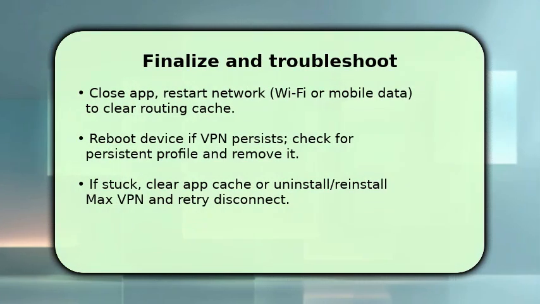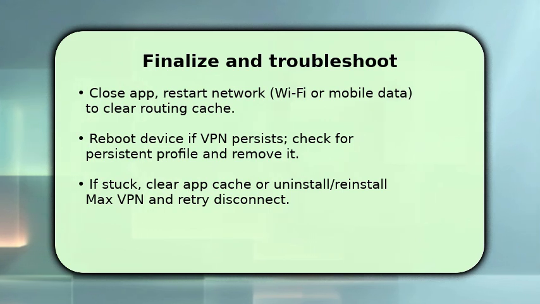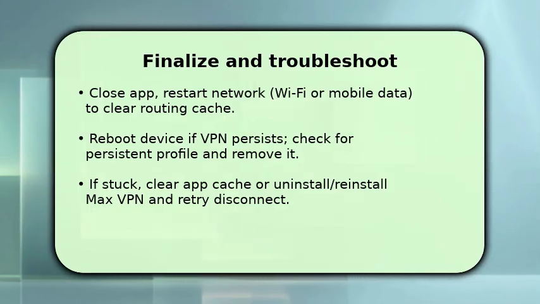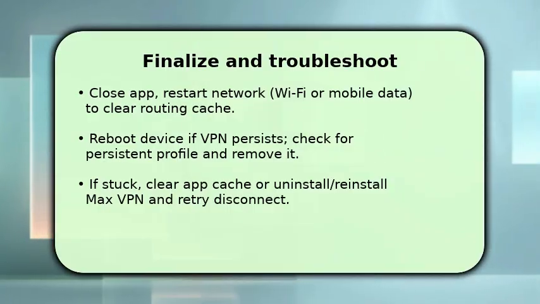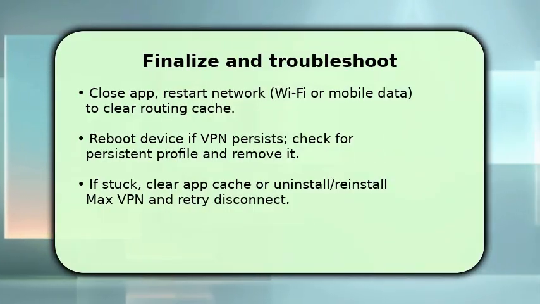Finish by closing the Max VPN app and cycling your network. Turn Wi-Fi or mobile data off and on to clear routes. If the VPN still appears active, reboot the device. That clears lingering tunnels. Make sure there are no persistent profiles left in settings. Remove any you no longer need.